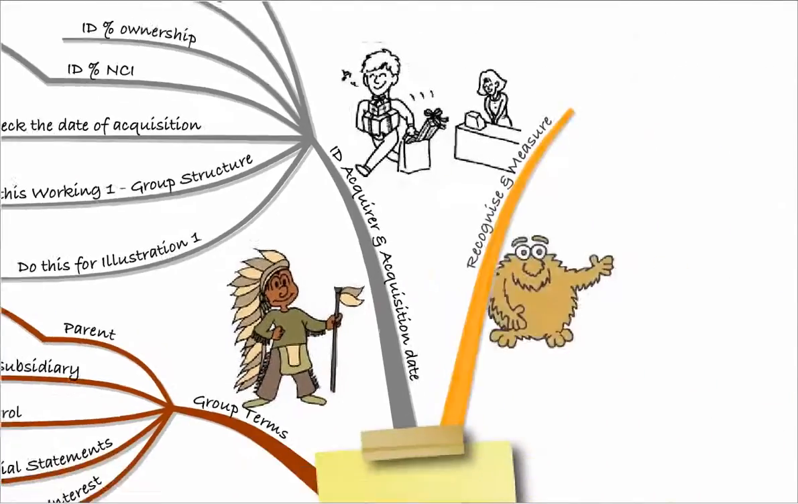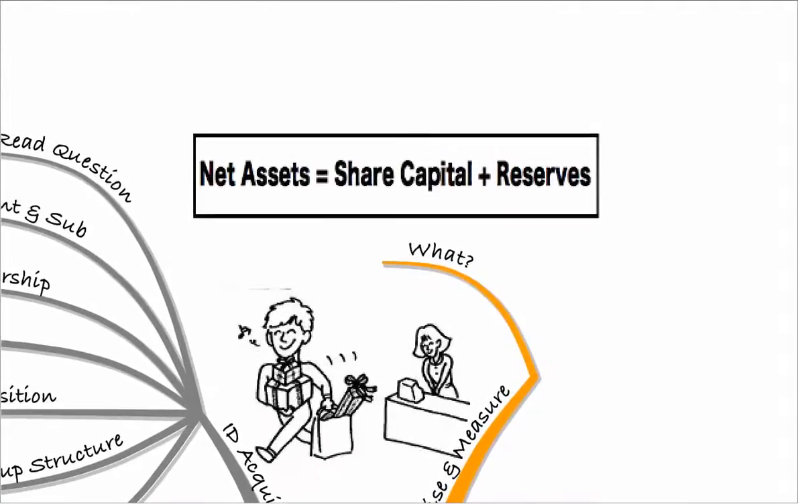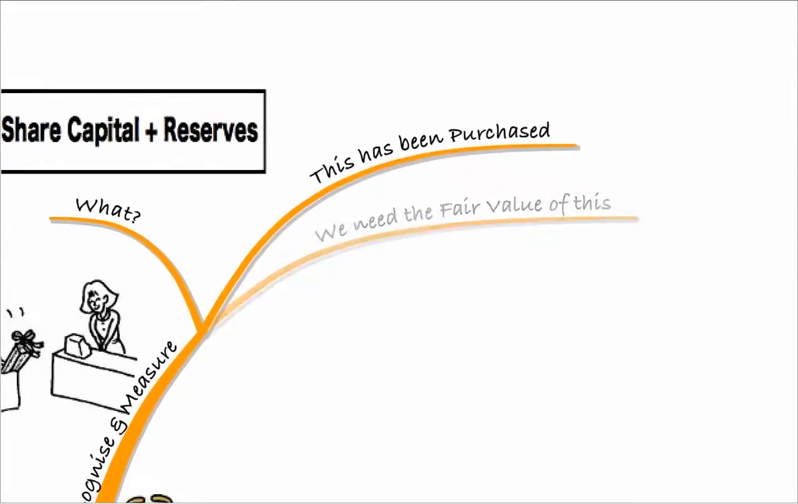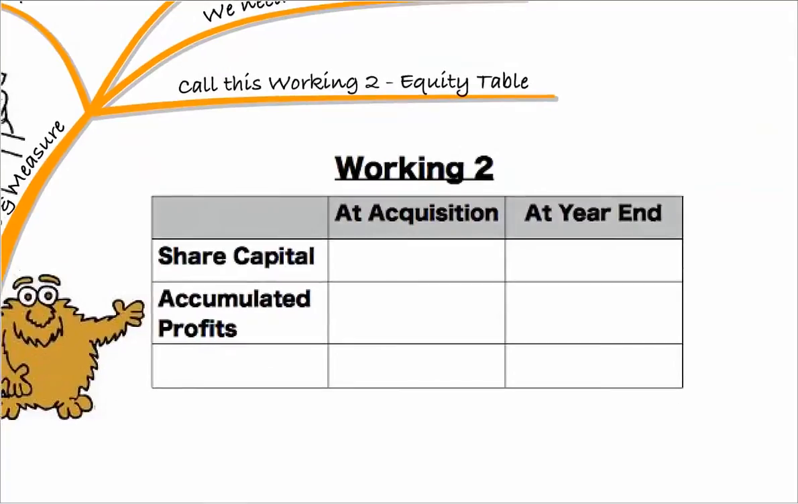We then moved on to our working 2, and remember, it was to recognise and measure the net assets of the subsidiary because that's what we acquired. So we bought the net assets, i.e. the share capital and reserves, or some percentage of it. So we purchased that. We need to get the fair value of that. That becomes important later on. And we call that working 2.